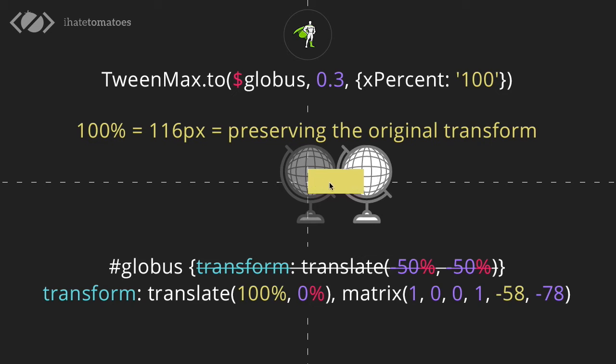So not the left edge, like in the previous example, but the center. So we're preserving the default transform translate values because they are recalculated to the matrix values. And on top of that, we've got the translate 100%. Okay, so let's have a look at it again in the browser.